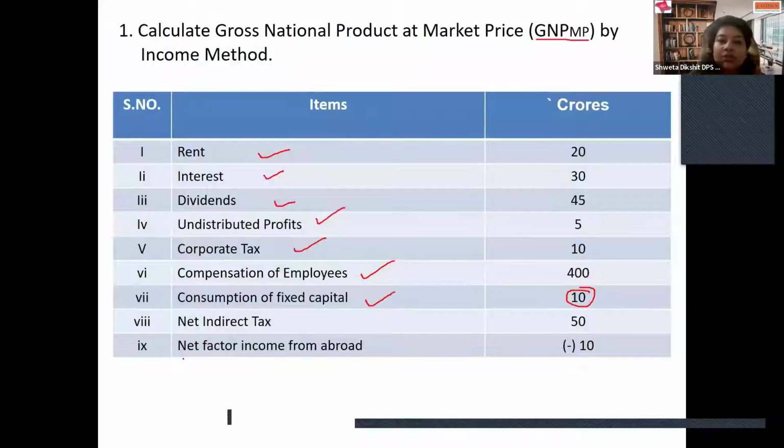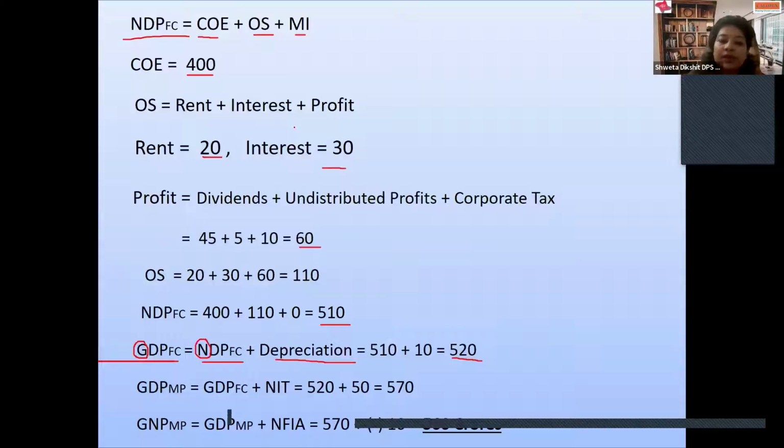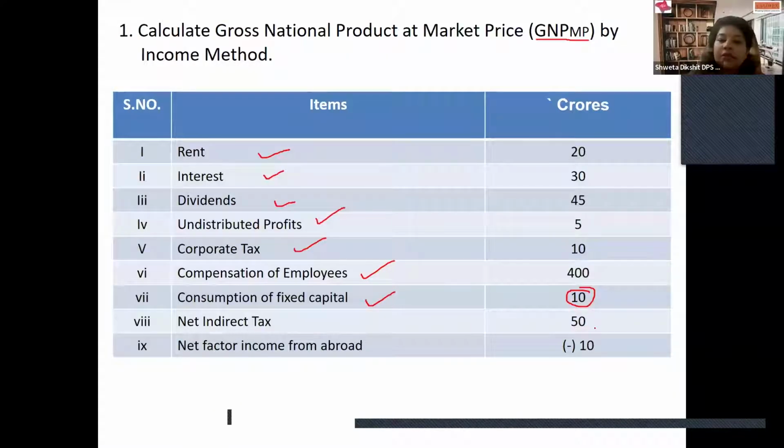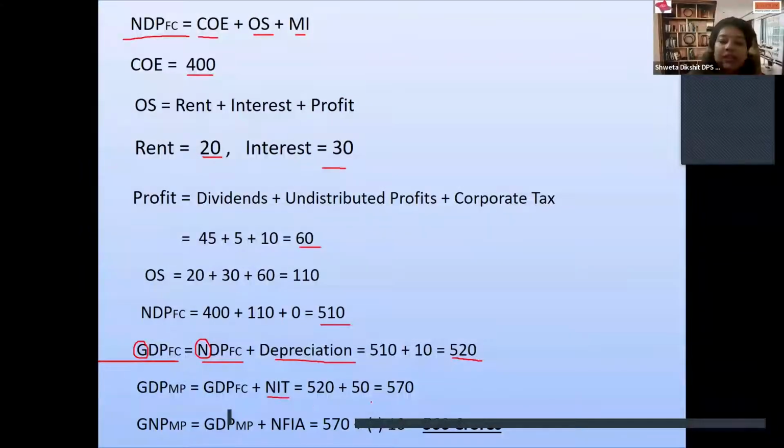But the question asked you the value in MP, market price. So one more thing is there to be done. To convert GDP at FC into MP, you need NIT. I repeat, you need NIT. NIT is net indirect taxes. Net indirect taxes here is given directly, which is 50 crores. So 520 plus 50 is equal to 570. So you can see that 570 is the value of GDP at MP.